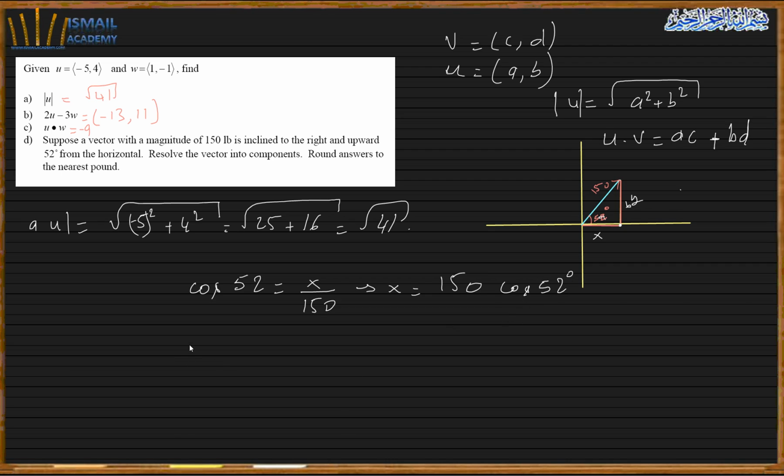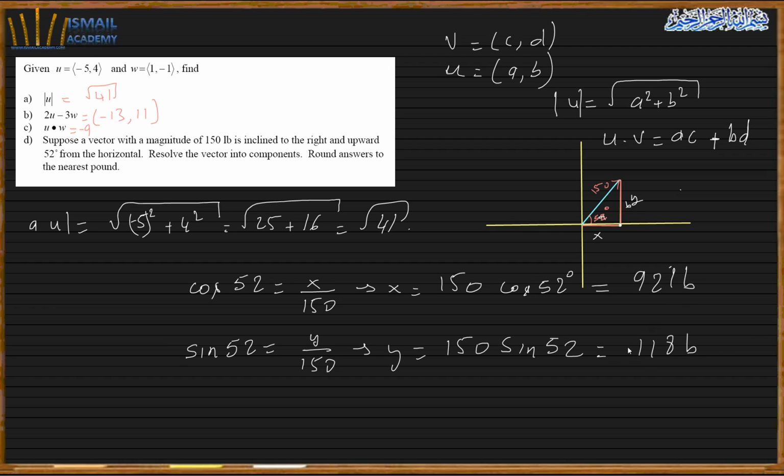And for the second one, sine of 52 is the opposite over the hypotenuse, which is y over 150. That means y will be 150 sine of 52. If I use the calculator here, I will end up having 92 pounds, and here I will have 118 pounds.